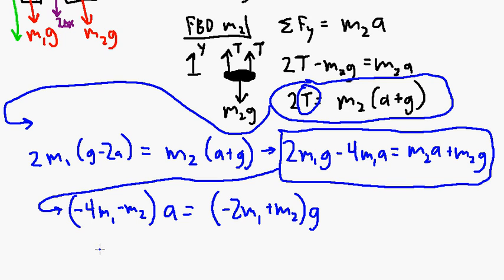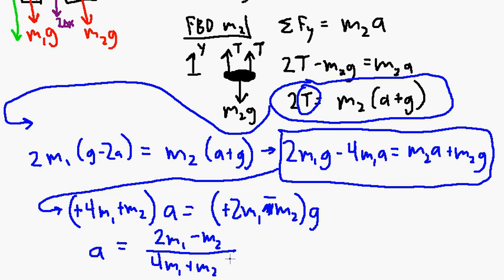Okay, so let's do A equals, and I'm just going to make it positive, positive, positive, negative. So A equals 2M1 minus M2 over 4M1 plus M2, times G. All right, well, the moment of truth now.